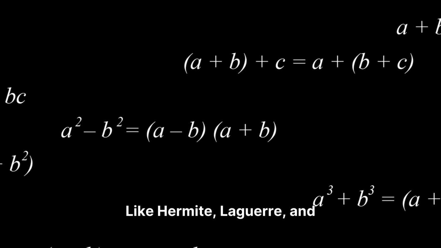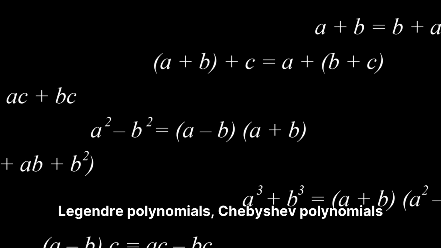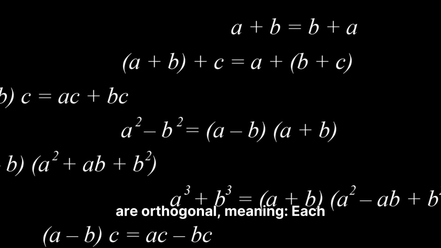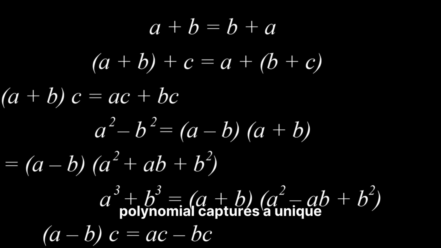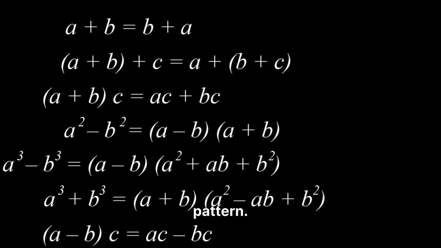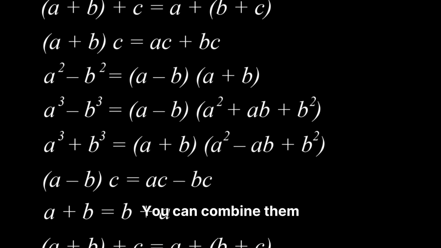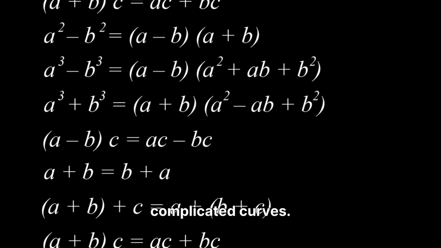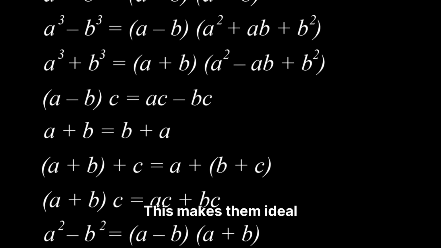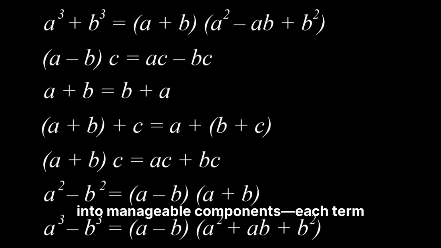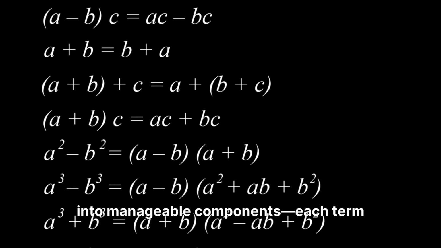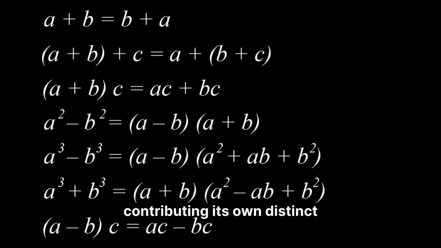Like Hermite, Laguerre, and Legendre polynomials, Chebyshev polynomials are orthogonal, meaning each polynomial captures a unique pattern. No polynomial overlaps with the information in another. You can combine them cleanly to build more complicated curves. This makes them ideal for breaking down functions into manageable components, each term contributing its own distinct shape.